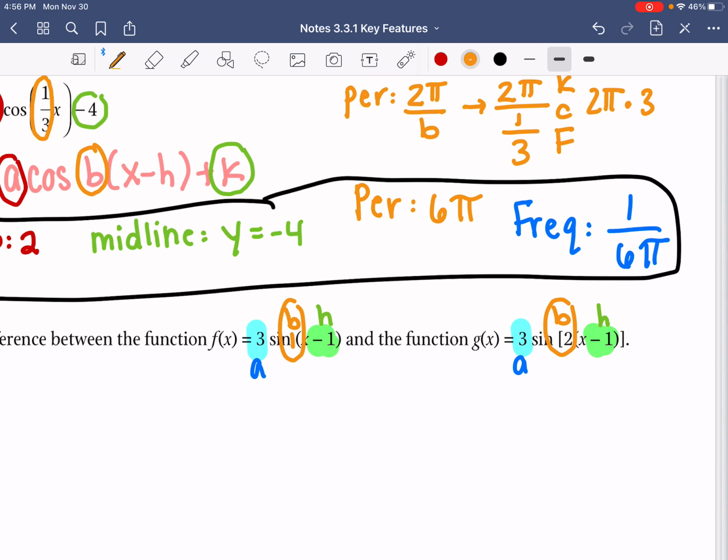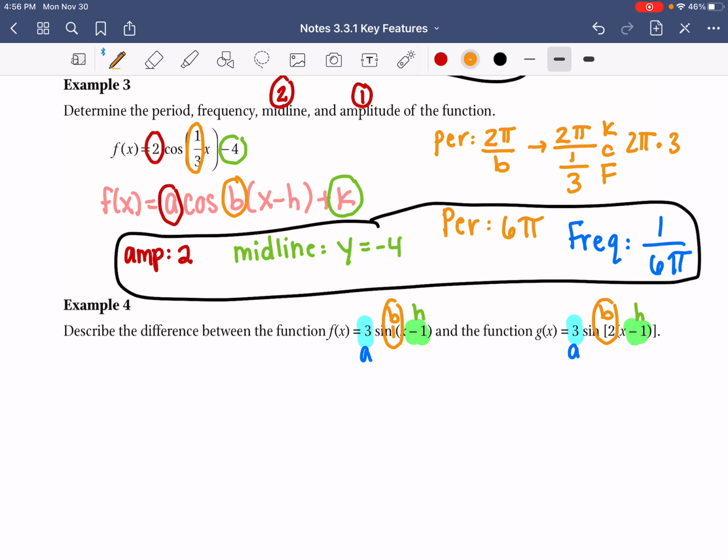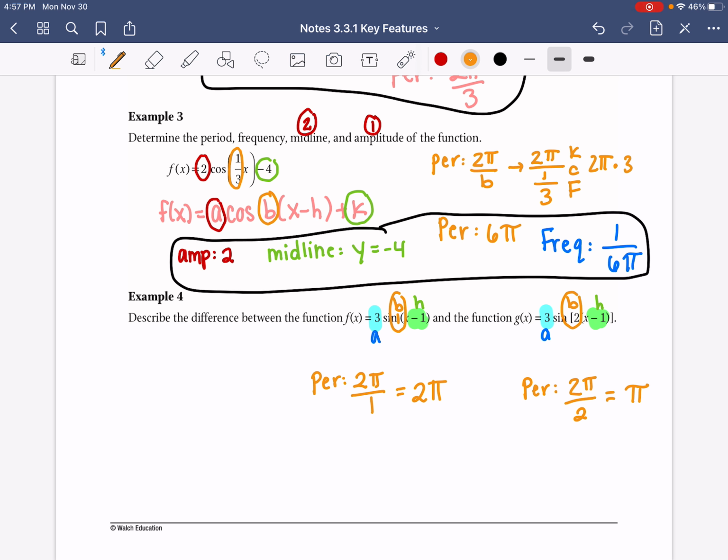This one has a b of 2, and this one, there's nothing there, so this is a b value of 1. Well, what does b affect? B affects the period. So this one has a period of 2 pi over 1, because that's what b is, and this one has a period of 2 pi over 2, because that's what b is. Period is 2 pi divided by b. So here the period is 2 pi, and over here the period is pi. That's the distance it takes to complete one curve.